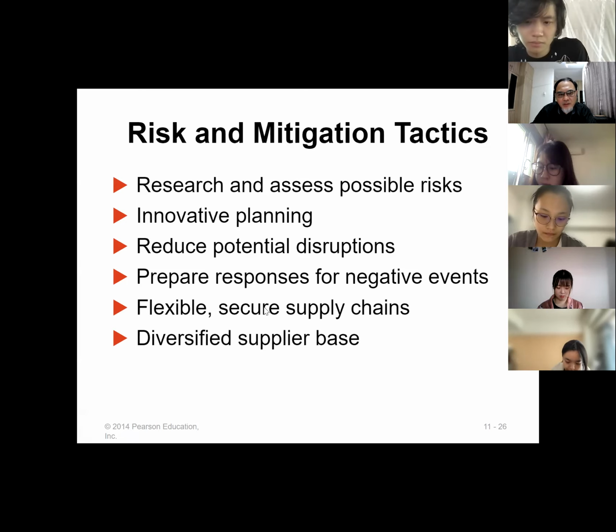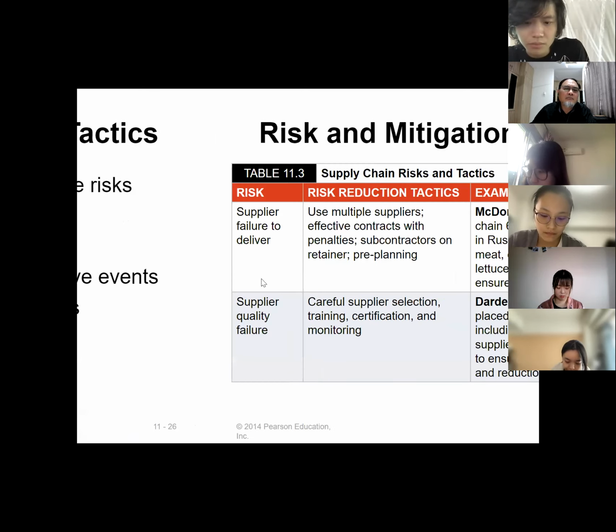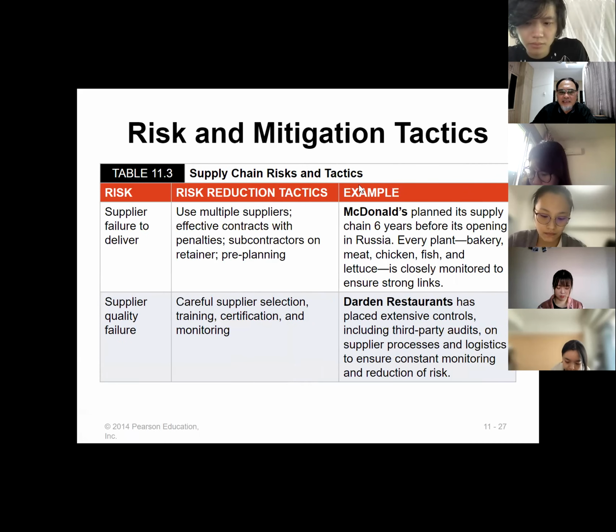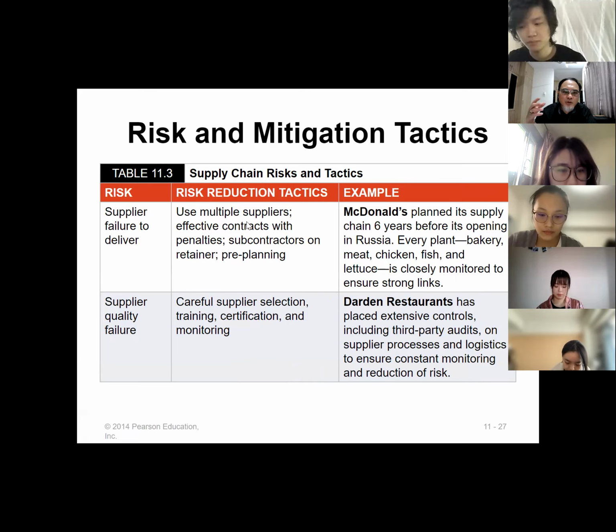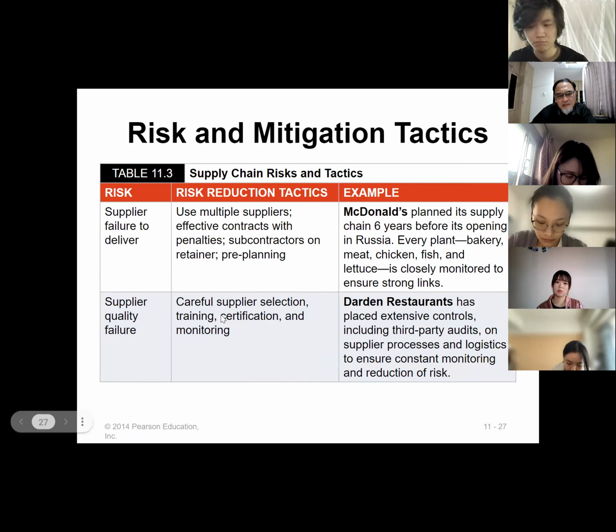Now let's look at some supply chain risks and tactics. Risk: supplier failure to deliver. Tactic: use multiple suppliers. And these are examples, like McDonald's supply chain plan. So this is your planning: what if it goes wrong? Or supplier quality failure.